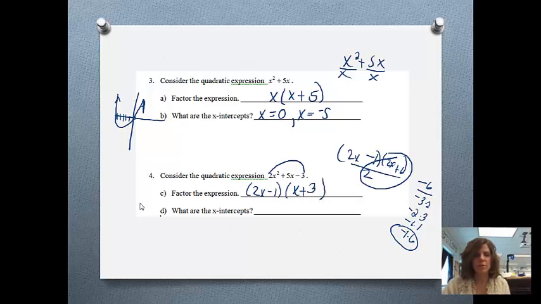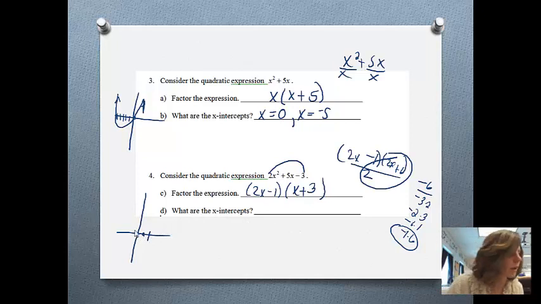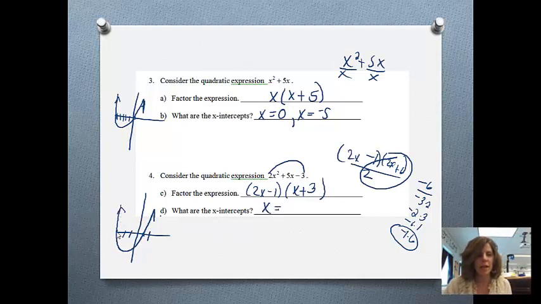So this one, if I were to graph this expression, when I graphed it, it looks like it hits about right there, and then it hits over at negative 3. So it looks something like that. When I asked for the x-intercepts, it hits at negative 3, which you notice was the opposite. And then this one, it actually hits at 1/2, it looks like.